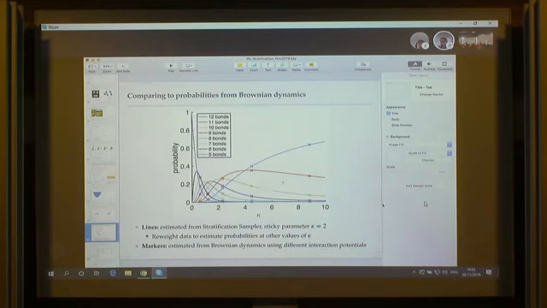The curves come from the stratification sampler. They were generated by running the stratification sampler once at value kappa equals 2, and then reweighting the data in a similar way to importance sampling to generate the curves at all other values of kappa. The markers show output from Brownian dynamics simulations at different values of kappa.